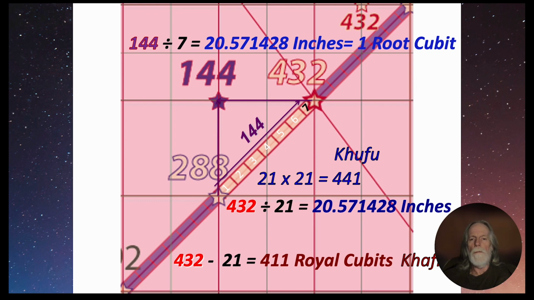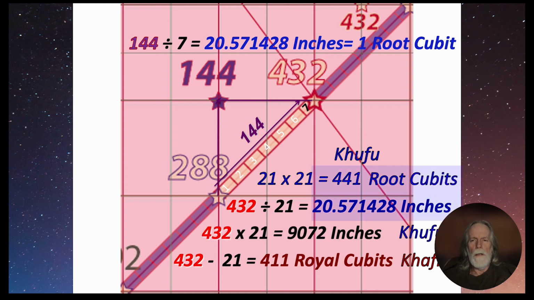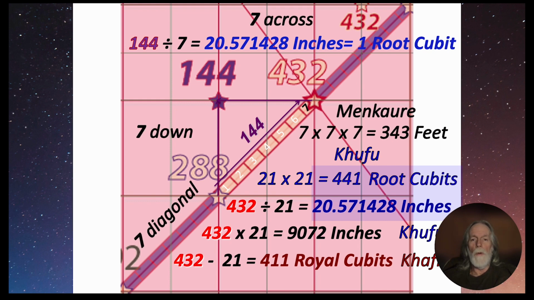9,072 is divided by 440, and it equals 20.61818 inches, the academically accepted number of inches in a royal cubit. Khufu's outer base equals 441 root cubits, 440 royal cubits, and both equal 9,072 inches or 756 feet. So now we've determined the base lengths of the 3 main pyramids and the angle of one of them.